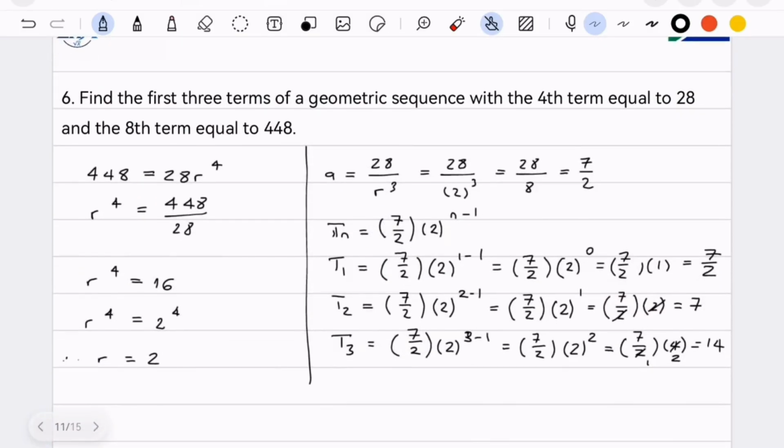So we therefore know that our first terms, so the sequence is going to be 7 over 2, then we're going to have 7, then followed by 14, and so on. So that's our final answer.